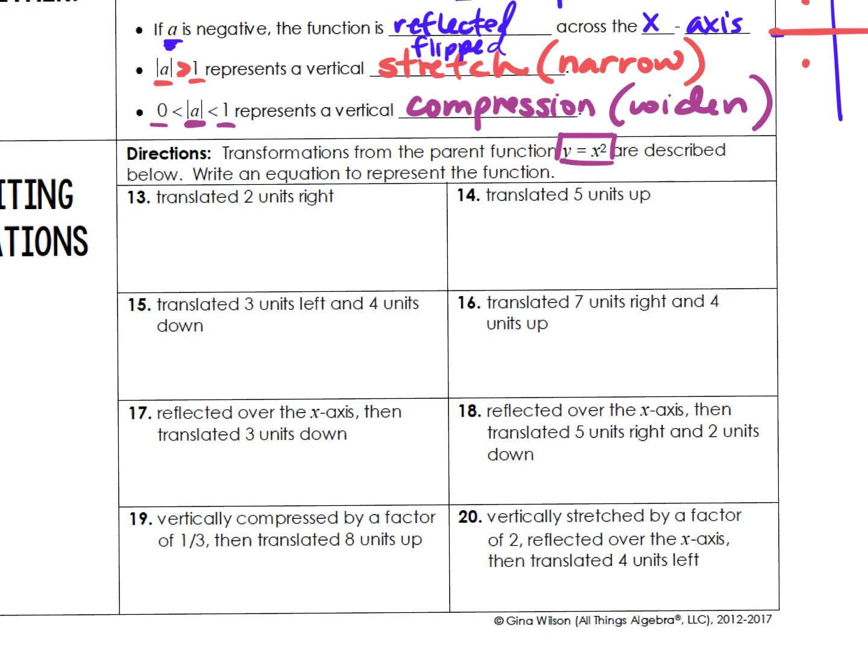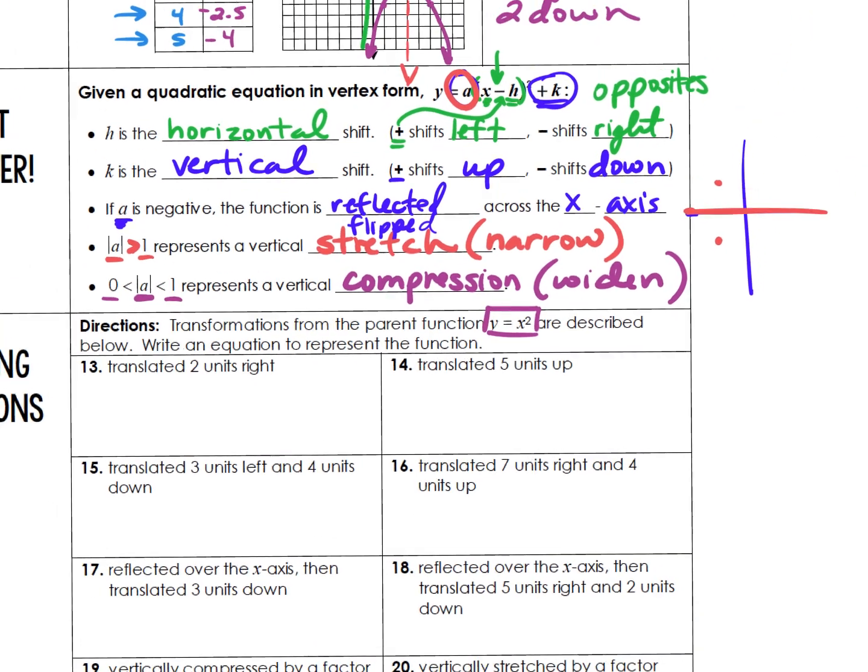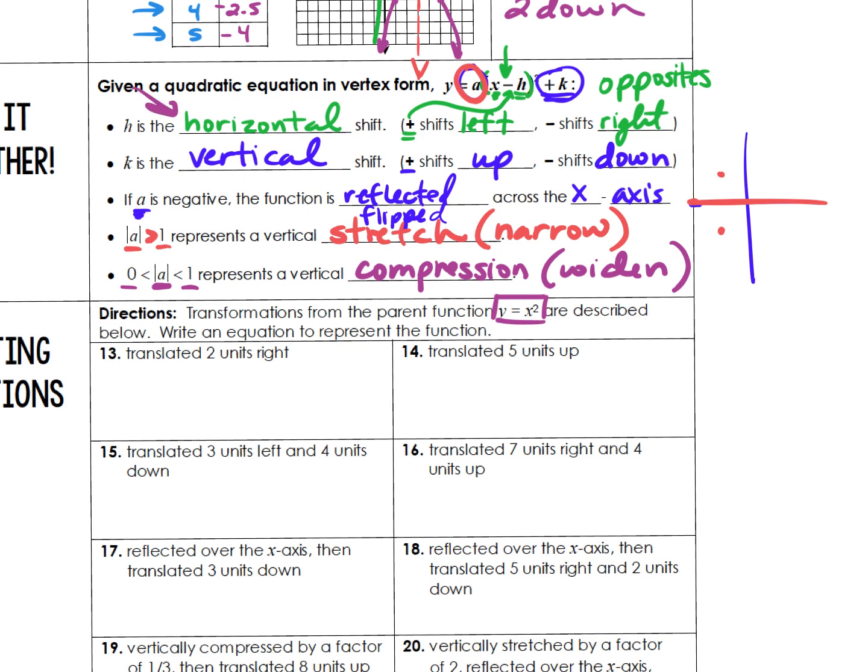Khalees, what does the first line say? If a is negative, it is reflected or flipped. You can write either one. Oh my goodness, you guys. Is there a party out there or something? Leave your phone.